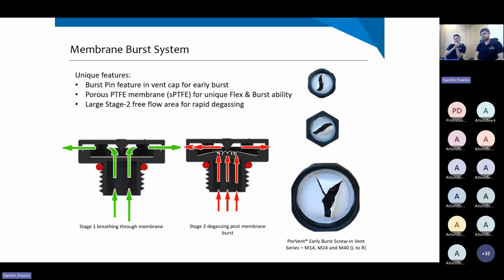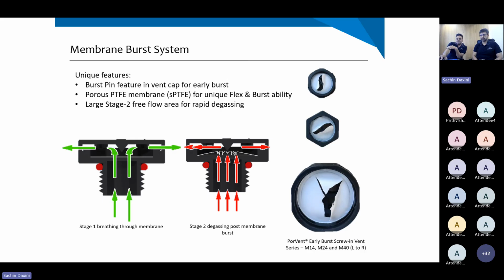And on the right hand side, we have captured real life images of our products, that is M14, M24, and M40 screw vents. We can see in all the three vents, there is a clear burst of membrane. And the testing is done at our end in-house on the PorVent special purpose testing machine. So this is for the first category of vent, that is the membrane burst system.